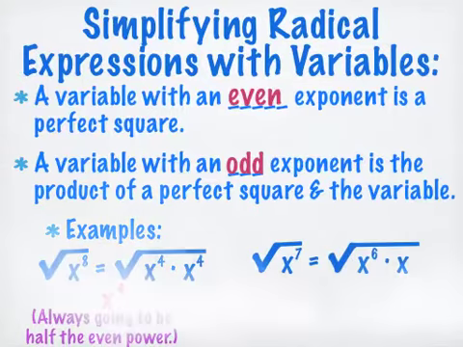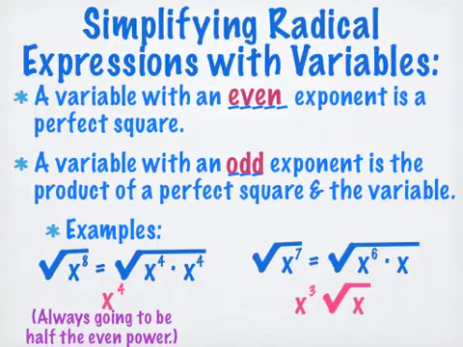Now an example with an odd exponent. If I was asked to find the square root of x to the 7th, I can rewrite this as the square root of x to the 6th times x. Remember, when you're multiplying powers with the same base, you add the exponents, so this is equivalent to x to the 7th. I can take the square root of x to the 6th. The square root of x to the 6th is going to be x cubed, and I'm going to be left with the square root of x, where my radicand would be x.